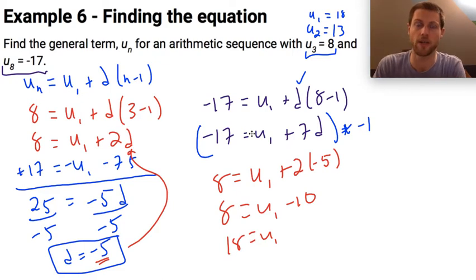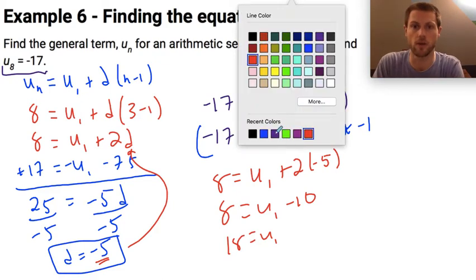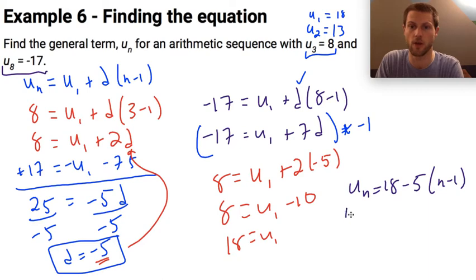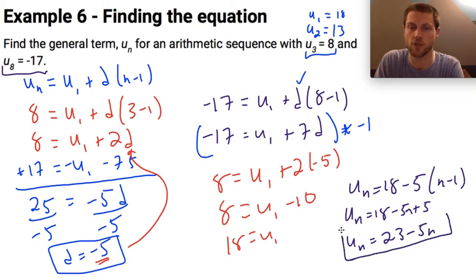So putting it all together now, my general equation is going to be, in general, the term u sub n is going to equal 18 plus, I guess that'll be minus, rather. u sub n is going to equal 18 minus 5 times n minus 1. And then let's simplify this a little bit further. u sub n is going to equal 18 minus 5 plus 5n plus 5. Oops, rather 18 minus 5n plus 5. And I can combine these terms here. So u sub n is going to equal 23 minus 5n. And there's my general equation for this arithmetic sequence.